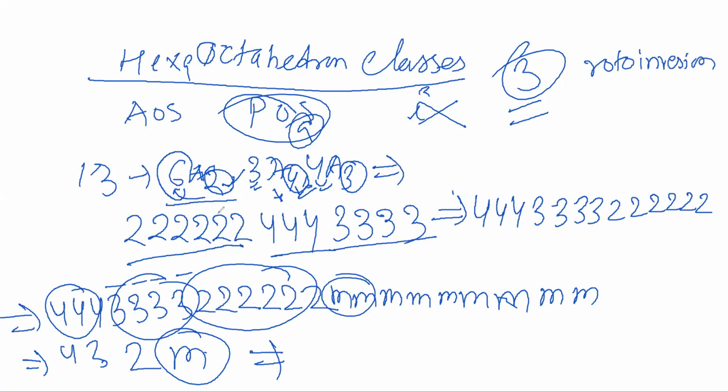Which means it is 4 such axes are there, along which we are getting 3/4 symmetry. So we rotate the crystal, this one, we rotate it, flip it up and down.